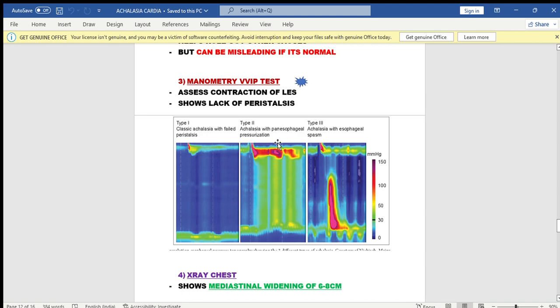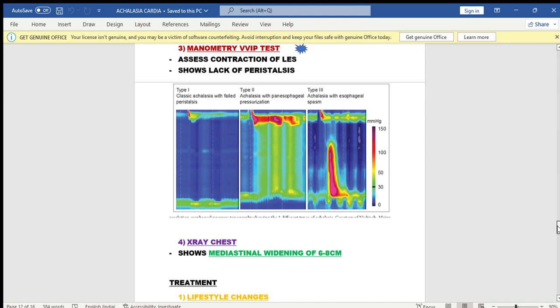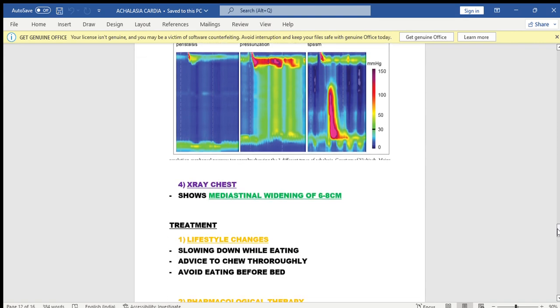Now this is type 2 with pan-esophageal pressurization, changes in pressures, and this is the third where there is esophageal spasm. So basically you look at the changes in pressures, right? There will be increased pressure, right? So manometry is the gold standard for diagnosis of achalasia cardia.